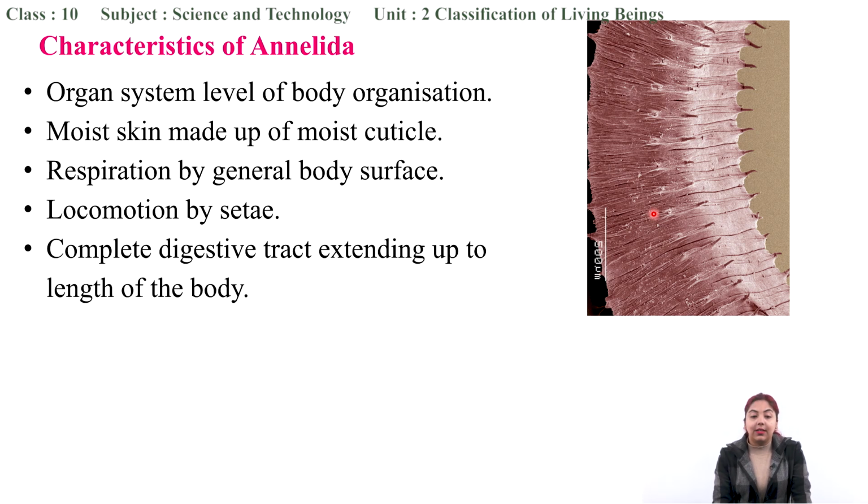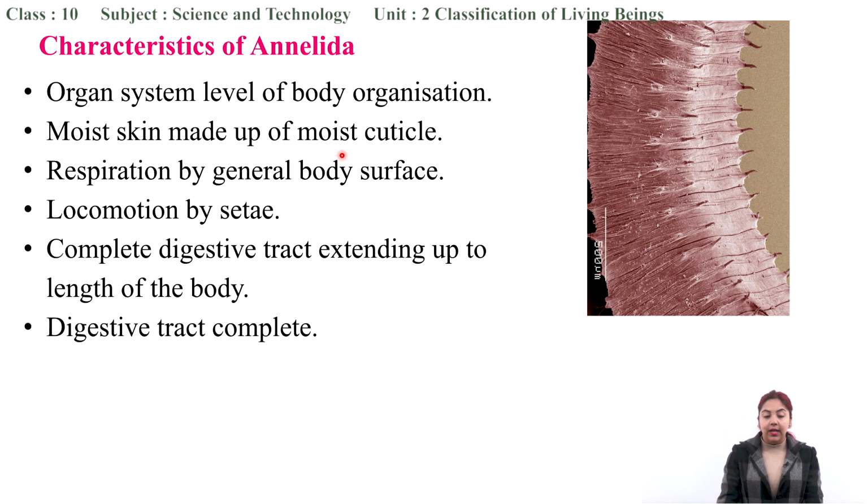Another characteristic is that they have a complete digestive tract. A complete digestive tract means the digestive tract has both mouth and anus and different structures, intestines and all, in between. So the organisms that belong to the phylum Annelida have a complete digestive tract that extends up to the length of the body. So from head to the end, the tail region, the digestive tract extends throughout their body. Their digestive tract is complete, which means they have both mouth and anus and intestine and other structures such as the pharynx in between.